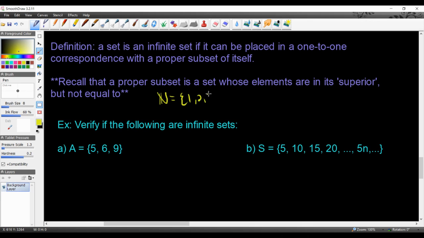In other words, we can take out, let's say we have the set of natural numbers. So 1, 2, 3, and on. Okay. A proper subset of this, I could just take out, let's say, the first 3 elements. 1, 2, 3. And this would be considered a proper subset because 1, 2, and 3 are all inside here. There's 1, there's 2, there's 3. But this is definitely not equal to N because, well, N has a whole bunch of numbers. This one just has 3 elements. Okay? So we're going to verify if the following are, in fact, infinite sets.